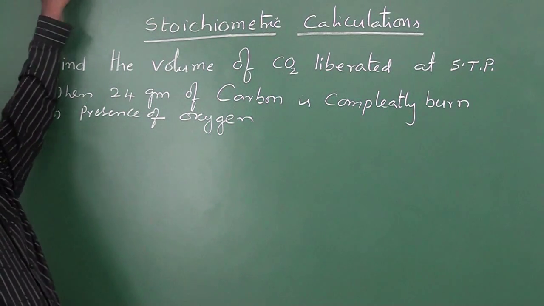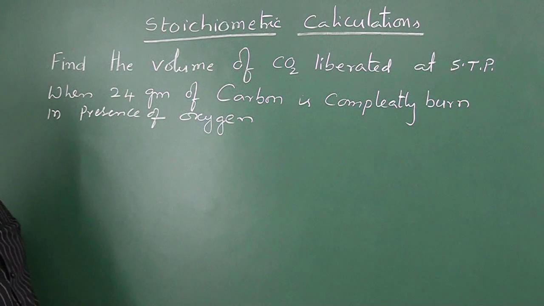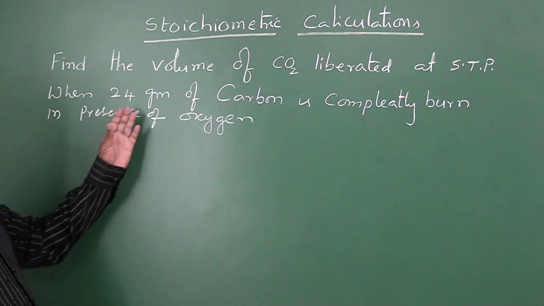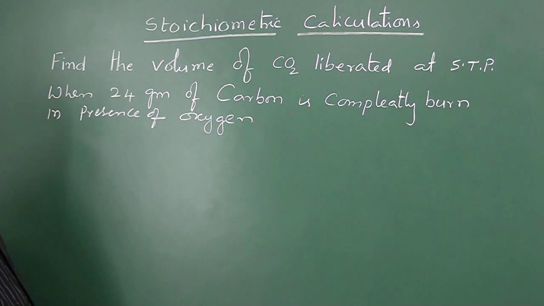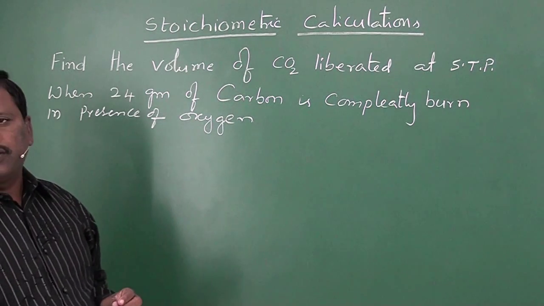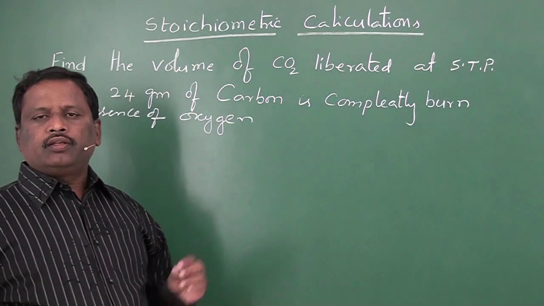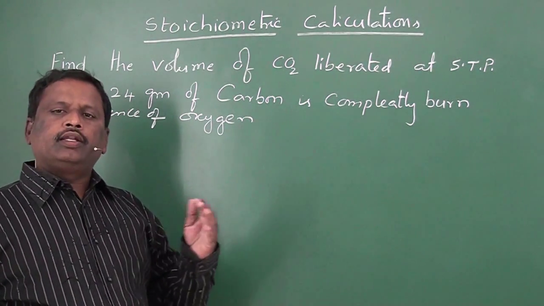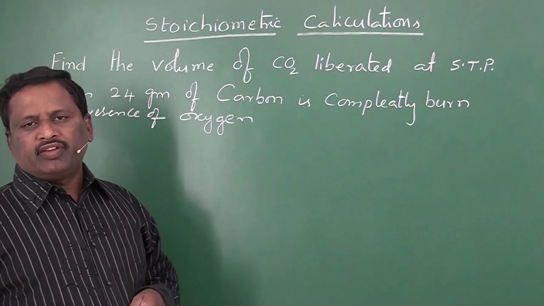Now, we are practicing the problems based on stoichiometric calculations. Here we have one problem: find the volume of CO2 liberated at STP when 24 grams of carbon is completely burned in presence of oxygen. There is a slight difference between the present problem and the problems which I had done in the previous class.